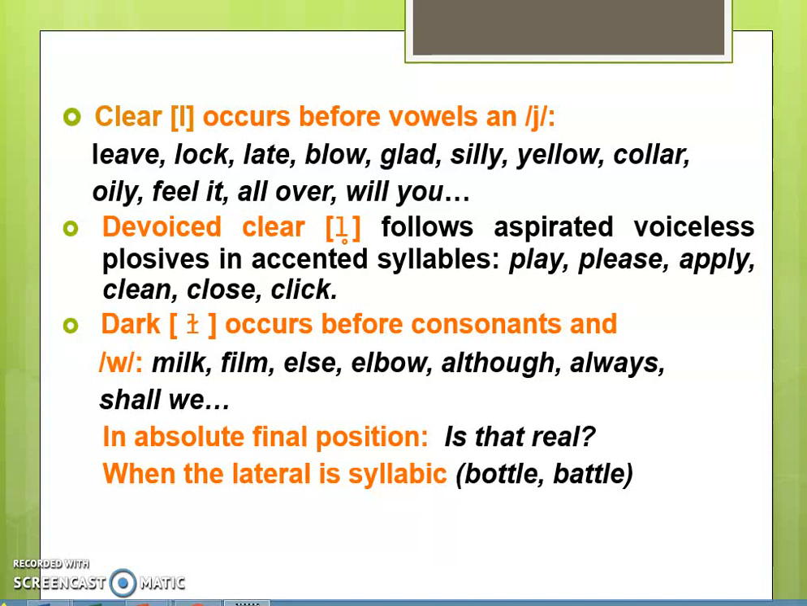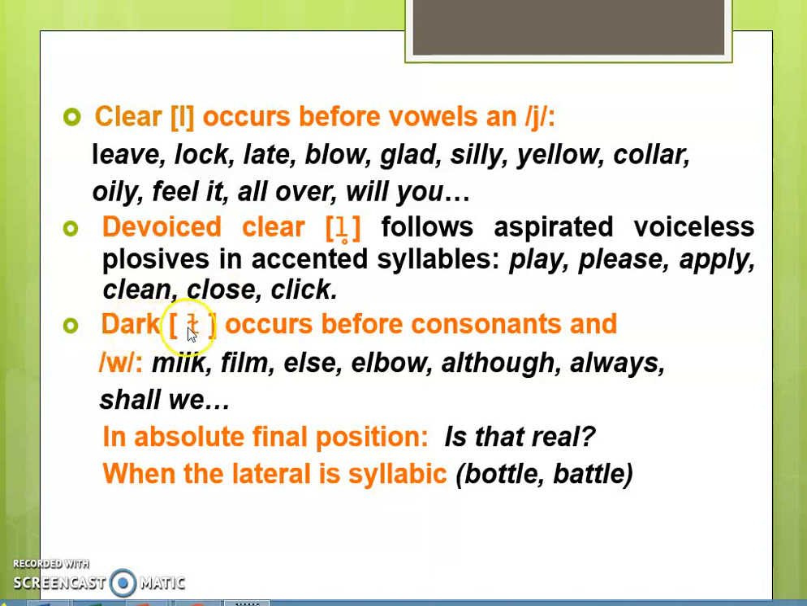Leave, look. And that clear lateral is devoiced after aspirated voiceless plosives in stressed syllables. For example, play, please, apply, clean, close, click.